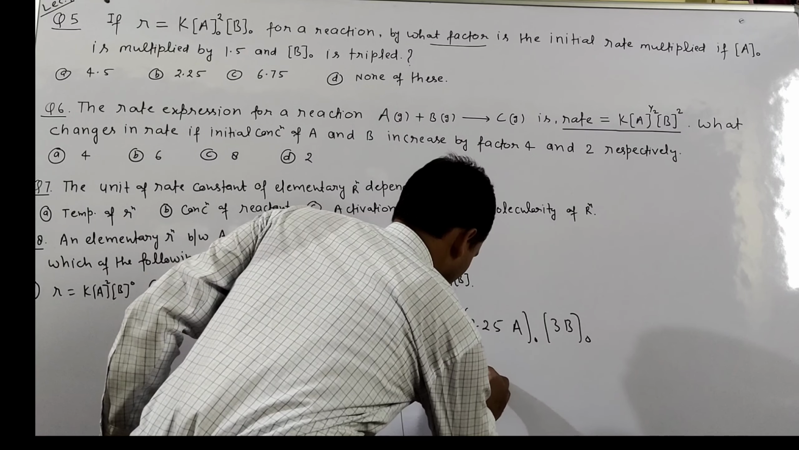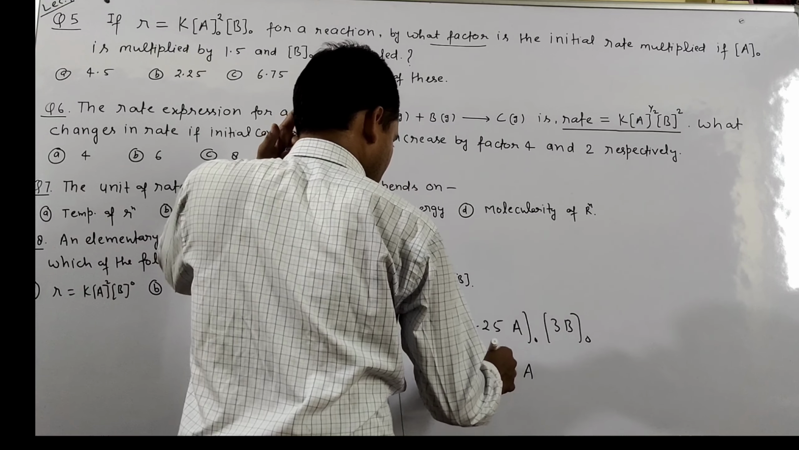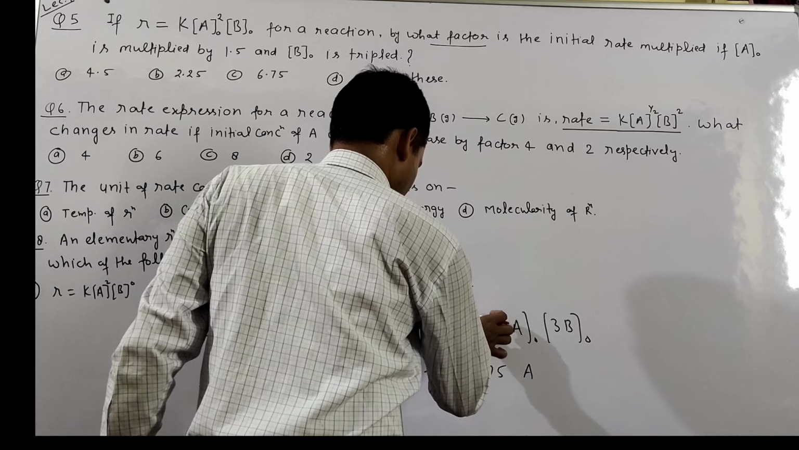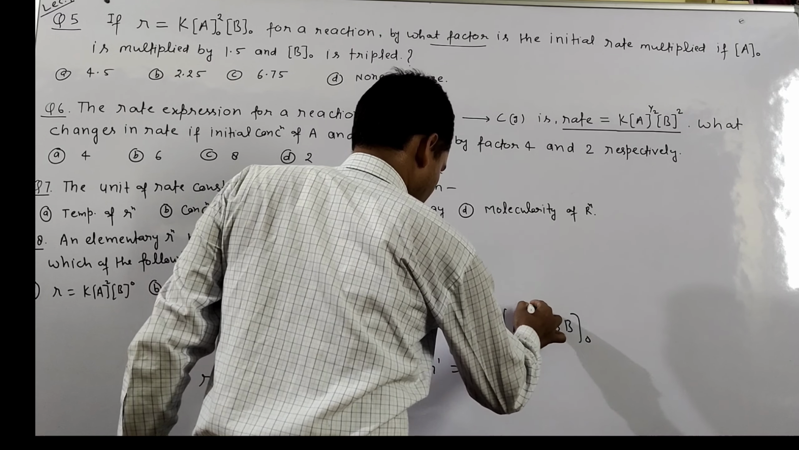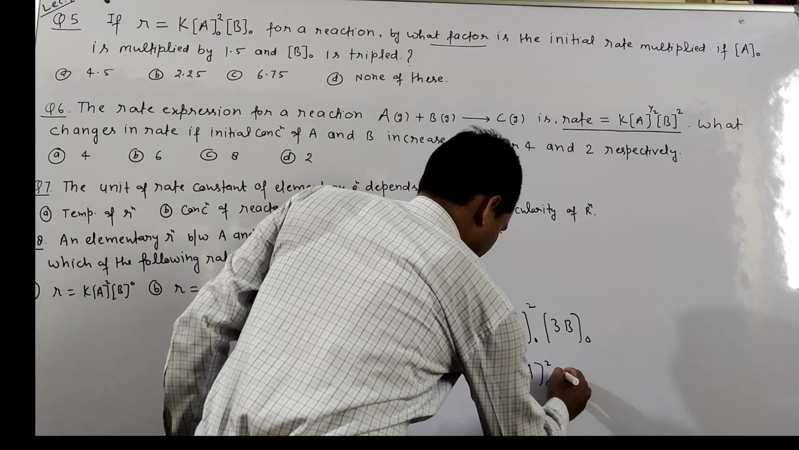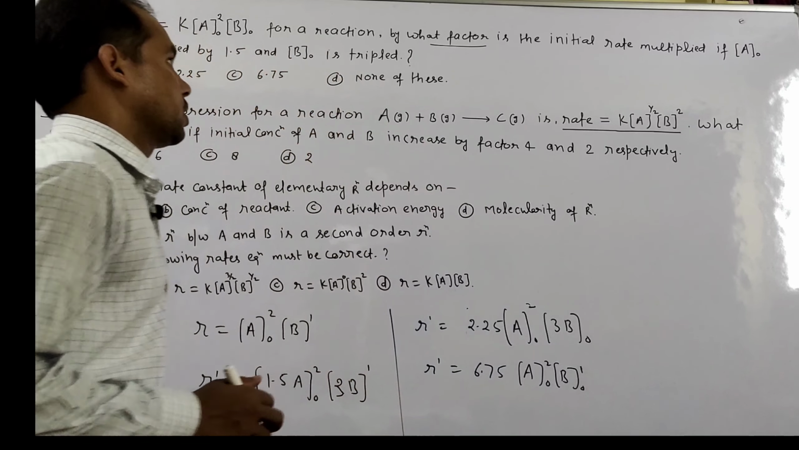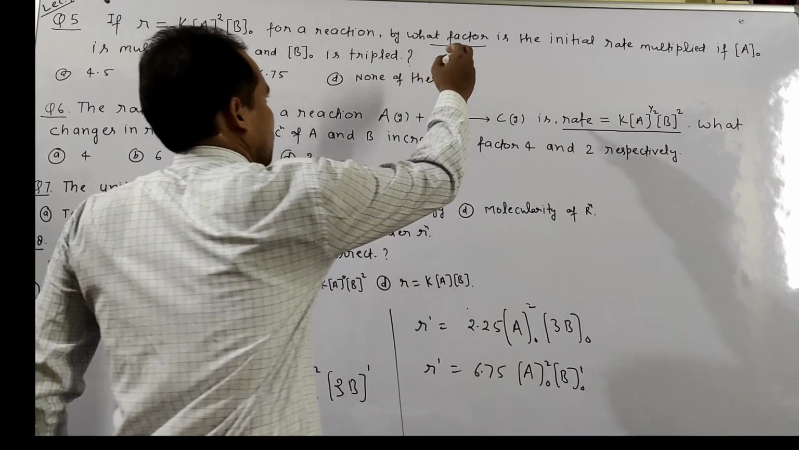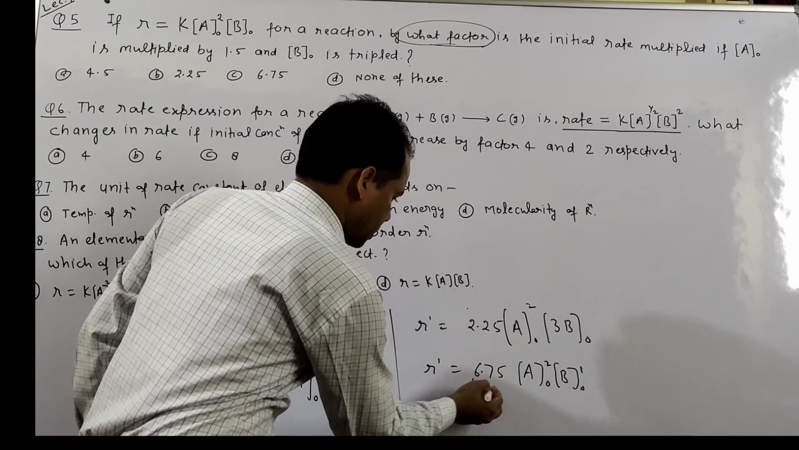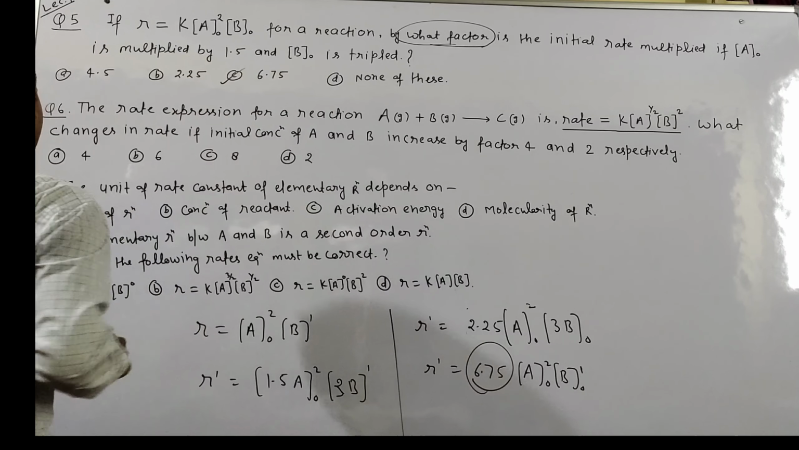So this is 6.75, and we take this outside, with A naught to the power 2 and B to the power 1. So the new rate, by what factor is the new rate affected? The new rate is changed by the factor 6.75. So the correct option is C.